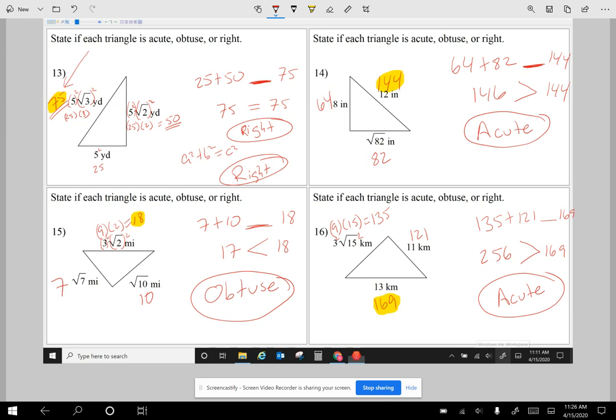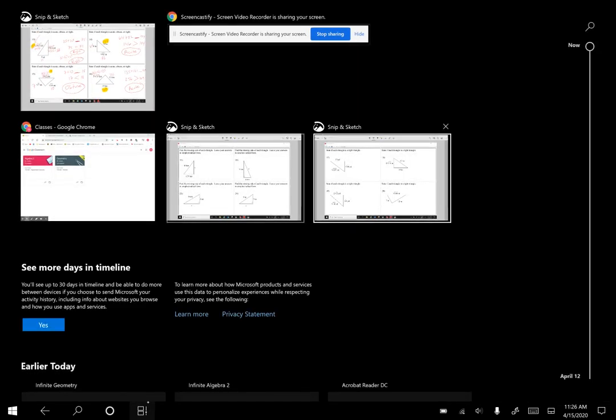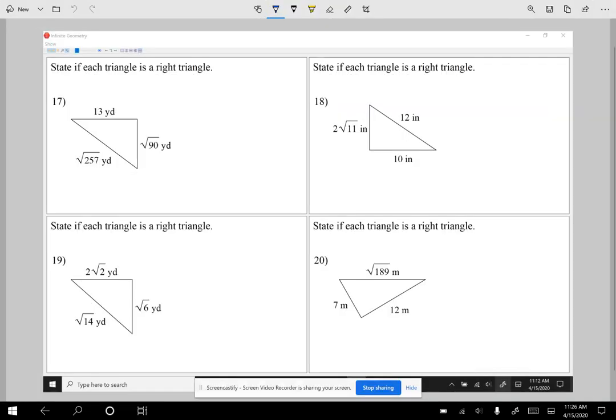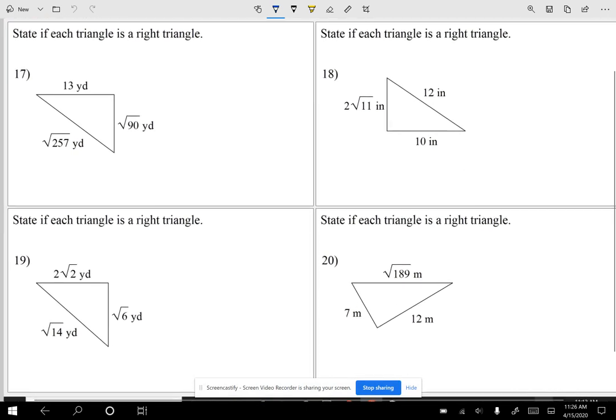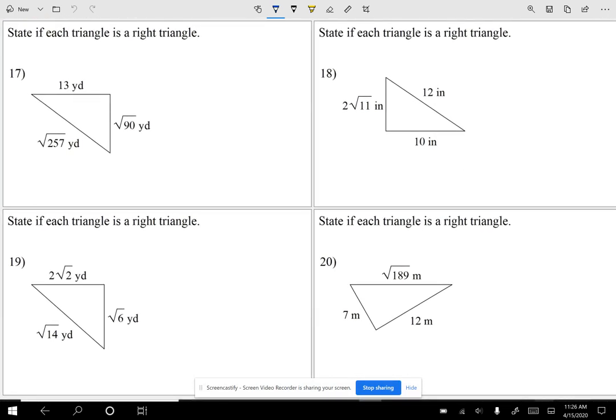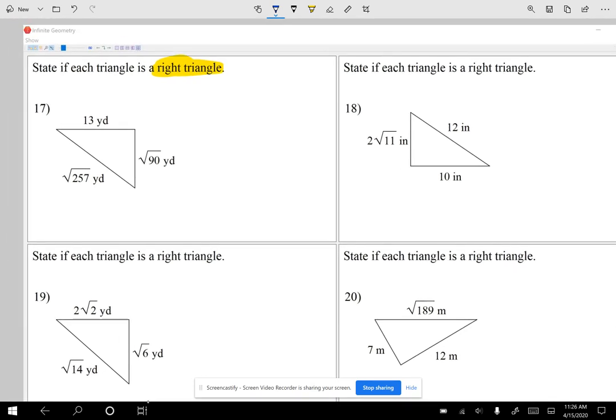All right, let's take a look at number 17 on our notes. 17 through 20, I'm asking, state if each triangle is a right triangle. So keep in mind, I'm emphasizing the name right triangle. What do we know about right triangles? I know that a squared plus b squared is equal to c squared. That happens in the right triangle. So all I'm asking here is, is a squared plus b squared equal to c squared? Like a yes or no type of question.